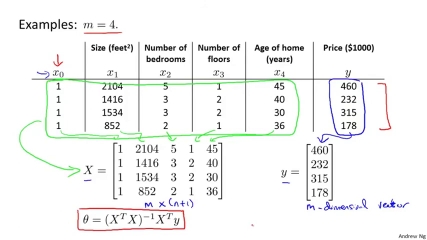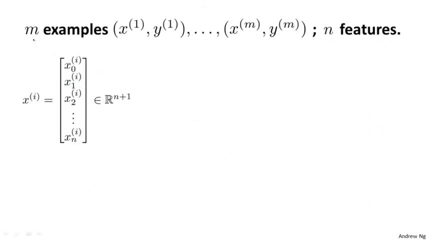There was a lot that happened on this slide, and I worked through it using one specific example of one data set. Let me just write this out in a slightly more general form, and then later on in this video, let me explain this equation a little bit more in case it's not yet entirely clear how to do this. In the general case, let's say we have m training examples, so x1, y1 up to xm, ym, and n features. So each of our training examples, xi, may look like a vector like this.